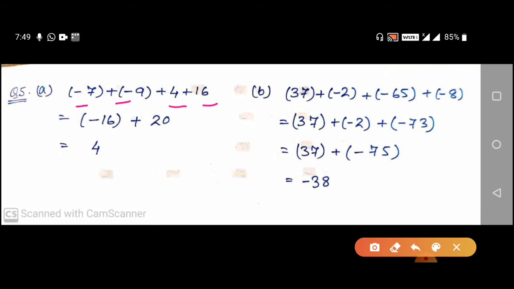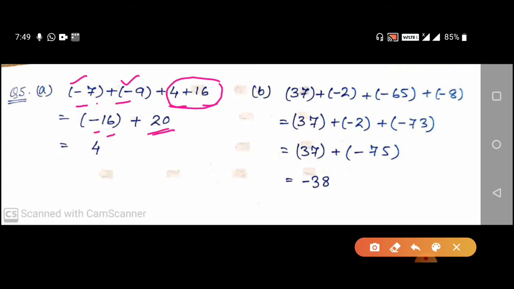So first of all here we have two negative integers. Since we have two negative integers, we have to add and the answer will take a negative sign. So here it will be minus 7 plus 9 is 16, and here we have two positive integers, so we will add and the answer will be 20.